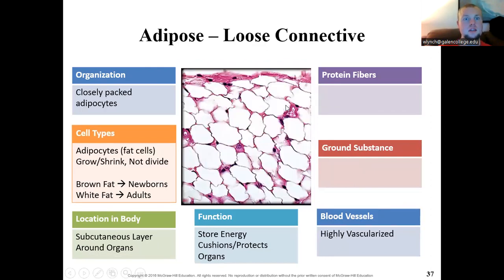For adipose, this is fat tissue. So here we have adipocytes, which are fat cells. They're closely packed together. You see that the nuclei have been pushed to the periphery of the cell. It's highly vascularized, a lot of blood flow. Main functionality is to store fat for energy, and also to cushion and protect organs.